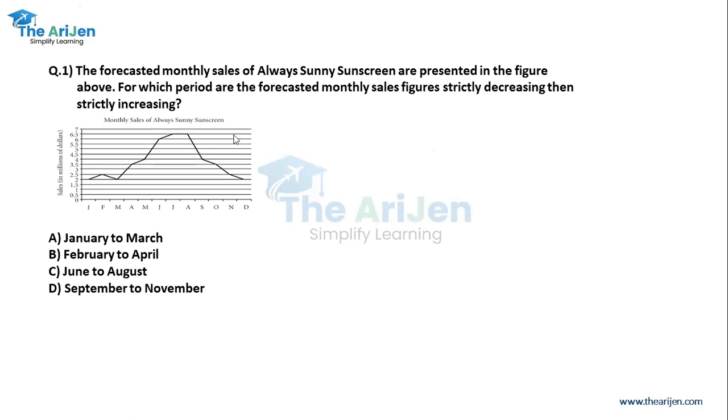So for question one, you can see that the forecasted monthly sales of Always Sunny sunscreen are presented in the figure above. For which period are the forecasted monthly sales figures strictly decreasing then strictly increasing? So these are sales in millions of dollars and these are the months. Okay, so when you look at the graph, it is lesser and increasing in this order and getting decreasing. So you look up the values for each period in the question and use process of elimination to get rid of those that don't fit.